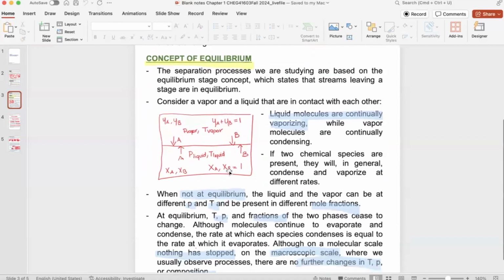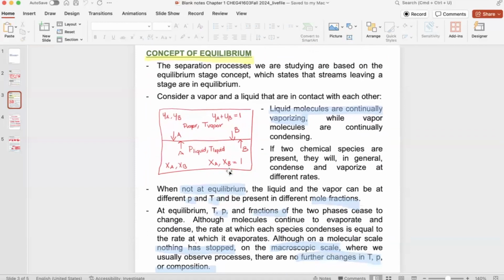The next concept we need to review from your textbook is equilibrium. The separation processes that we are going to study in this course are based on the equilibrium stage concept, which states that the streams leaving a stage are in equilibrium. Consider a vapor and a liquid that are in contact with each other. In this case, liquid molecules are continually vaporizing, while vapor molecules are continually condensing. If two chemical species are present, they will, in general, condense and vaporize at different rates.